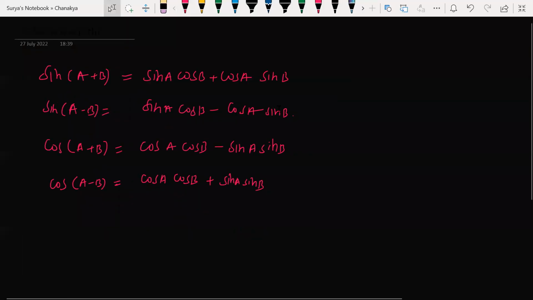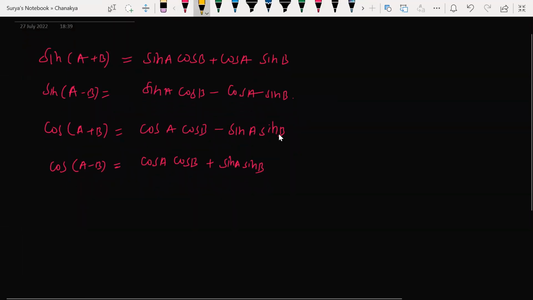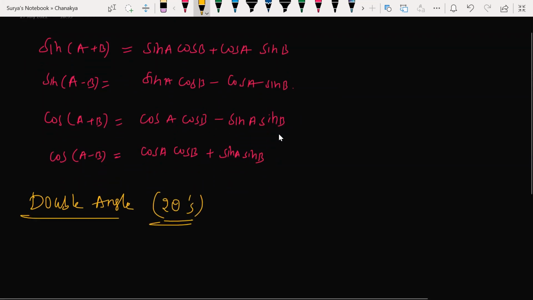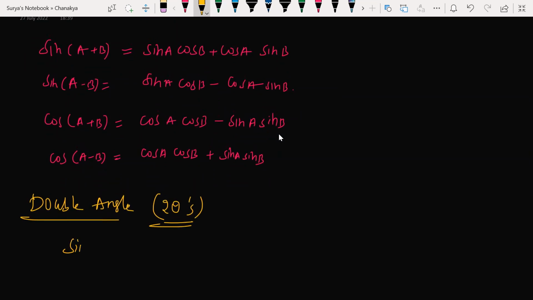All right. So this is what you got. Now I would like to prove the double angle formulas. What are they? Double angle I denote with 2 theta. It's nothing but double angles. So the double angle formulas are what? Sin 2 theta, cos 2 theta, tan 2 theta. Double angle is nothing but 2 times theta. Understand?